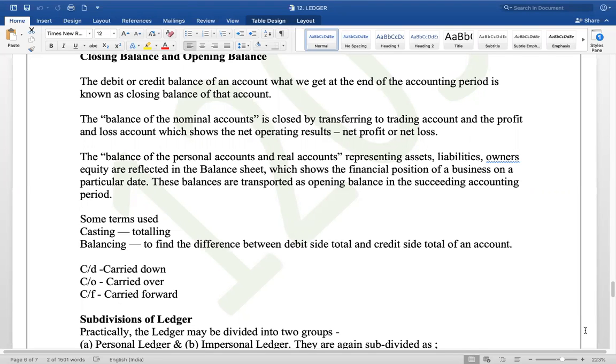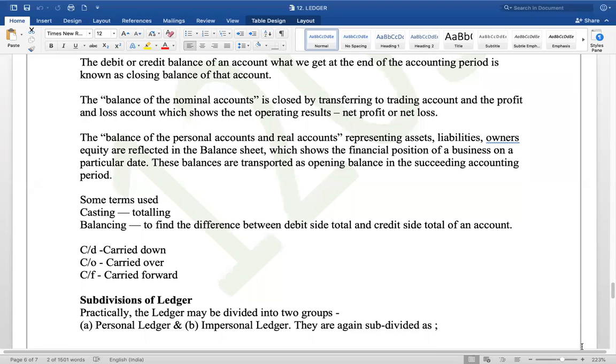Correct. Go ahead. Some terms used: casting, totaling, balancing. There may be some short questions in the examination, half mark questions in the internal exams. Casting. What is casting? Casting is totaling. Taking the total of the account is casting.